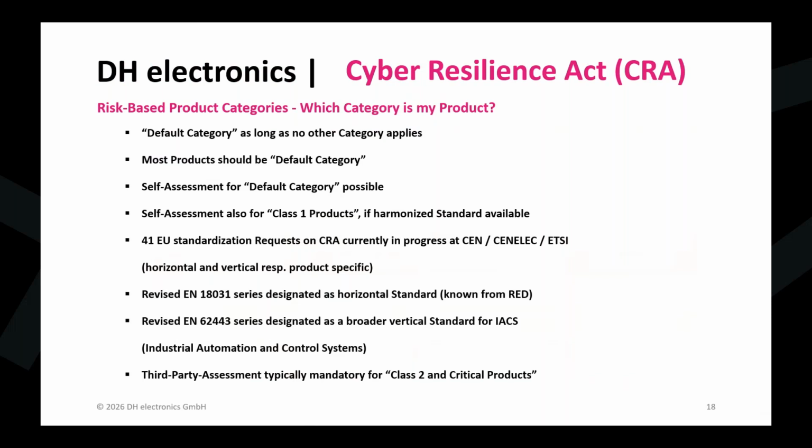However, the Commission has issued standardization requests to CEN, CENELEC, and ETSI, covering 41 standards, respectively deliverables, to support CRA compliance. For example, a revised EN 18031, originally known from the new RED regulation, is designated as horizontal standard. Also, revised and extended EN 62443 parts are to be expected as a broader vertical standard for industrial automation and control systems. A third-party assessment is typically mandatory for class 2 and for critical products.